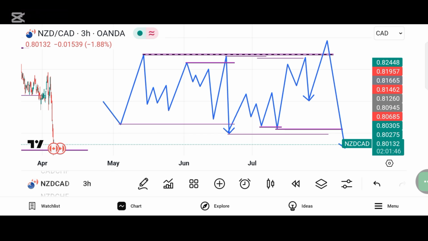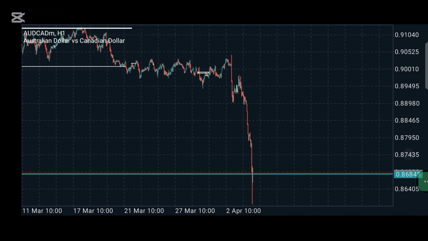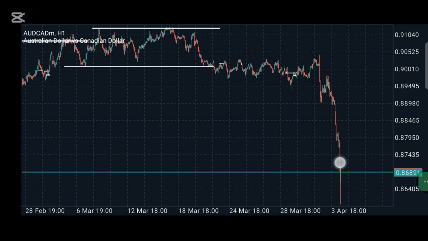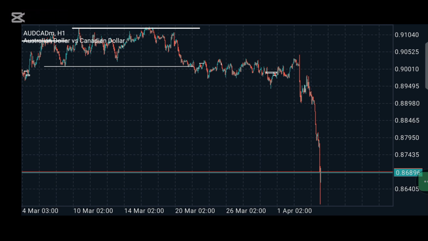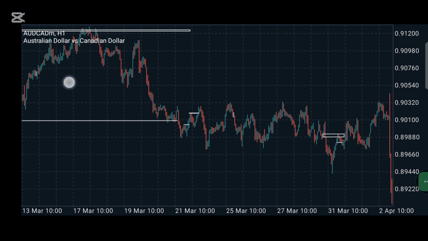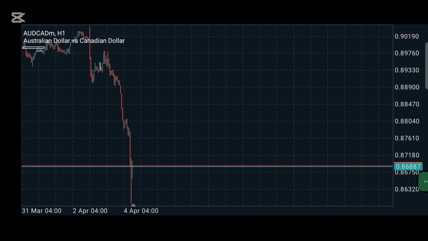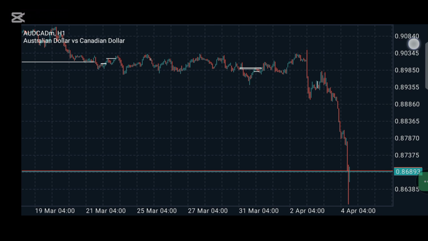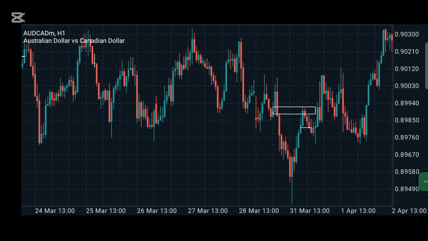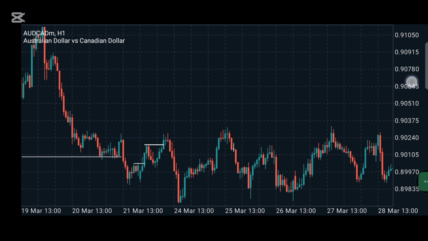Let me check one example. I think that's CAD CHF. Oh, sorry. The example I'm looking for is on AUD CAD. So let me explain. Look at this massive drop in the market. Then let me quickly zoom into this level here where we have this whole thing I was explaining, the way the market will build liquidity. So just follow me.